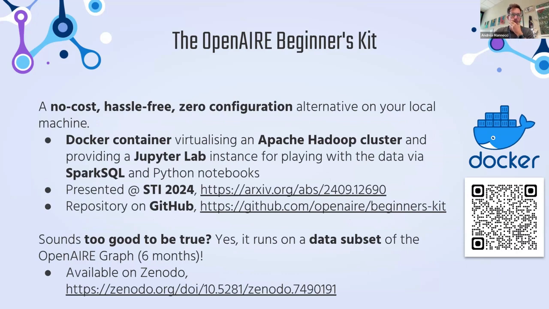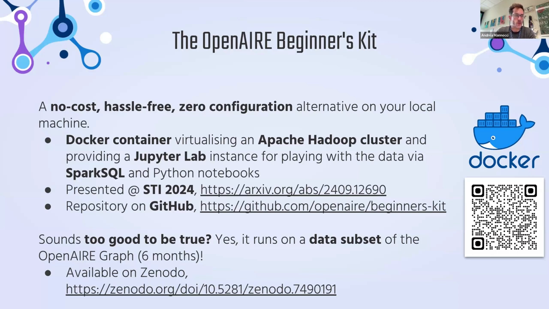Okay, so this is a bit of an advertisement for another activity. We have also a no-cost, hassle-free, zero configuration alternative to be tried out, which has been presented at STI in September. You can find it on GitHub here, and it's basically a Docker container that virtualizes Apache Hadoop on your local machine, and makes you access, in a clusterized way, a subset of OpenAIRE and run queries on top of that, which is something that you couldn't do in memory with a Python script, for example.